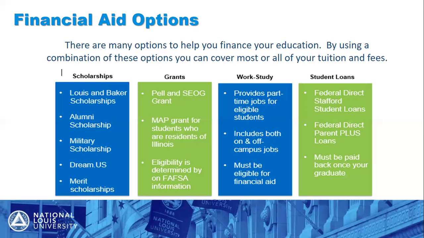Next, we have student loans. So we have the Direct Stafford student loan and the Parent PLUS student loan, and both of those must be paid back once you graduate or drop below half time. You have 6 months to start repaying those loans because the Department of Education understands that you have to go find a job, get settled, and figure out a budget. And so they give you that 6 months to figure out how you're going to start paying those loans back. And once you do go into repayment, they have a variety of payment options available depending on your situation.